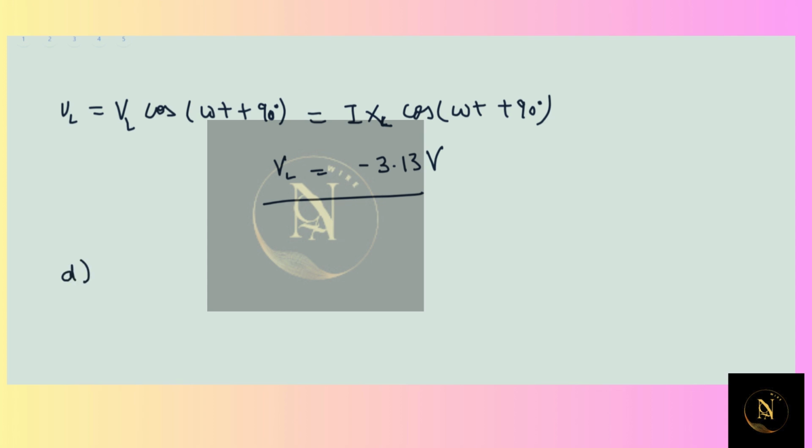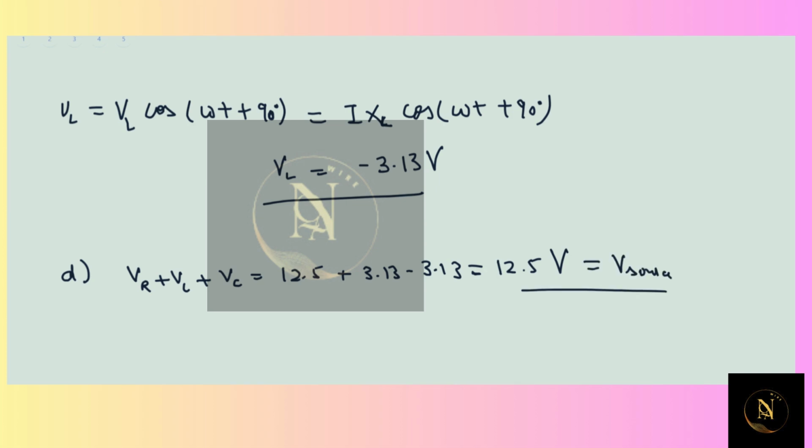Now we go to part D. We have vL plus vR plus vC, which is equal to 12.5 plus 3.13 minus 3.13, which comes out to be 12.5, and which is the source voltage at that time. So that's your answer for this question.